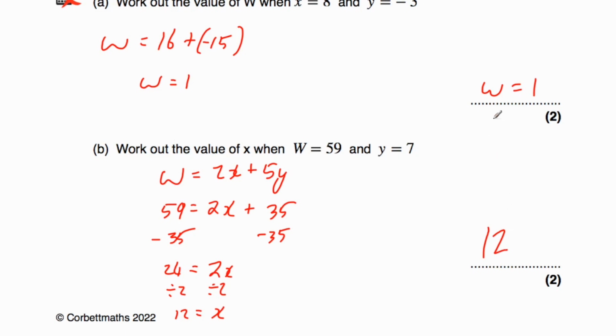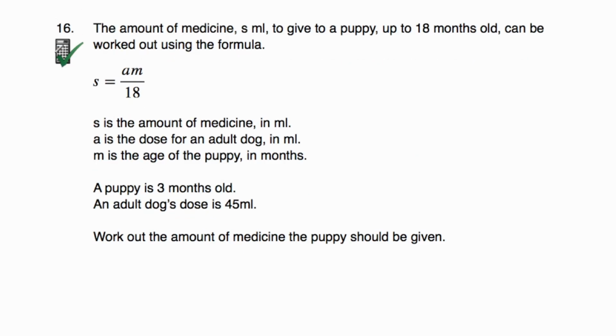So we've got w is equal to 1, the value of w is 1, and the value of x is 12. Okay, our next question. Okay, question number 16. Question number 16 says the amount of medicine to give to a puppy up to 18 months old can be worked out using this formula. So we've got S equals AM divided by 18.